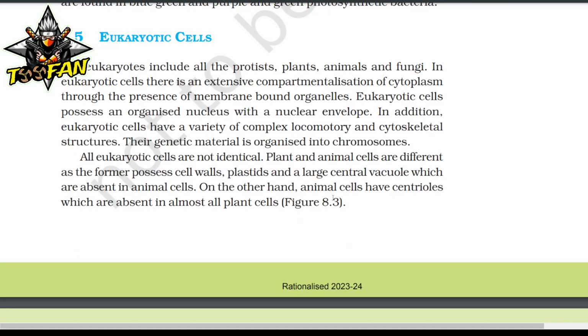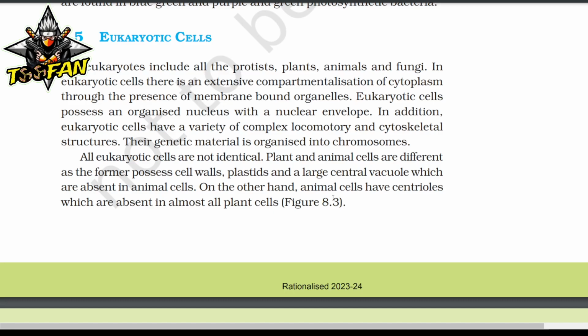Now, eukaryotic cells. The eukaryotes include all the protists, plants, animals, and fungi. In eukaryotic cells, there is an extensive compartmentalization of cytoplasm through the presence of membrane-bound organelles. Eukaryotic cells possess an organized nucleus with a nuclear envelope. In addition, eukaryotic cells have a variety of complex locomotory and cytoskeletal structures. Their genetic material is organized into chromosomes.